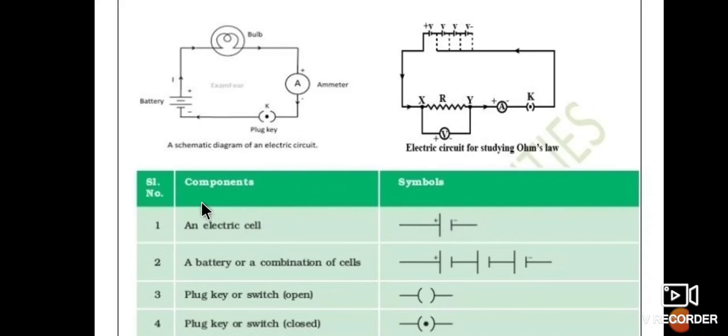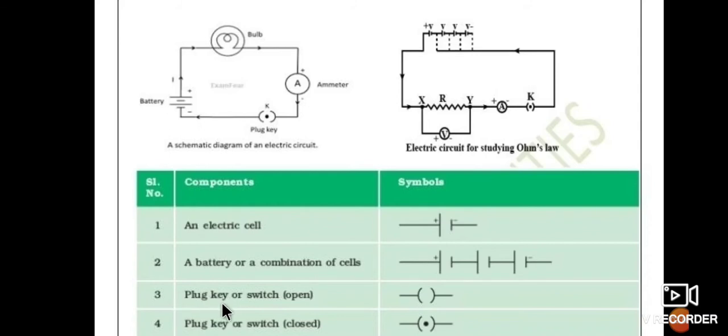Next we will see serial number 1, component: an electric cell. This is an electric cell symbol. Okay, plus and minus, two terminals are here. Second one is a battery or a combination of cells. It may be a battery, this is a symbol of a battery, or a combination of cells means combining many cells. This is said to be the symbol of a combination of cells or a battery.